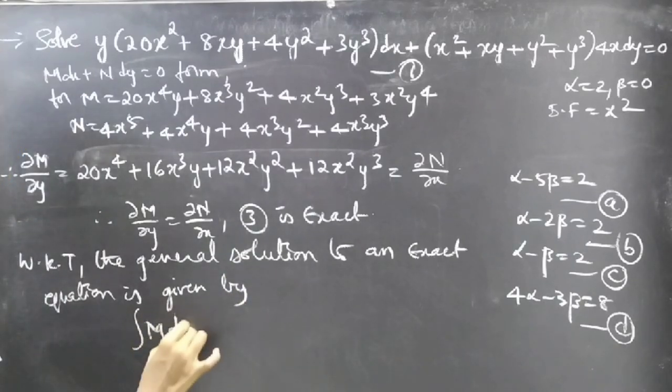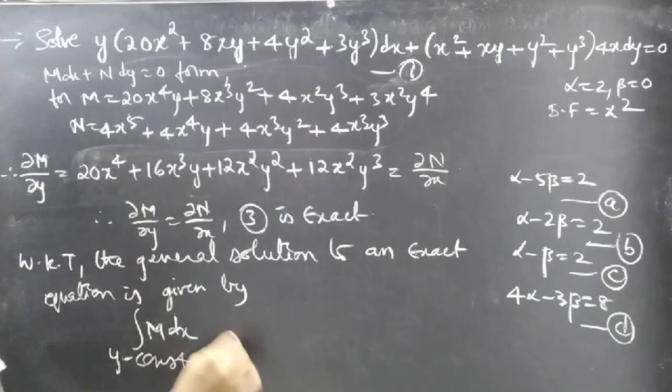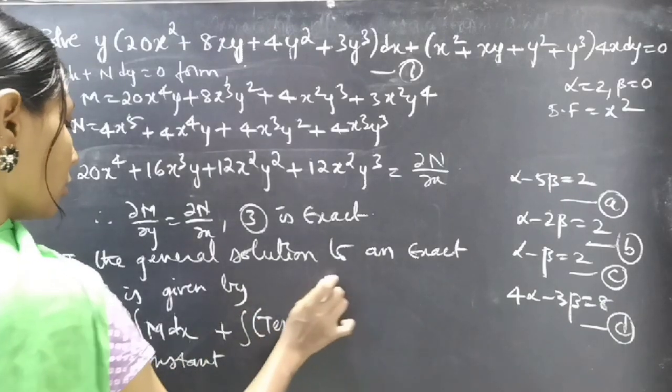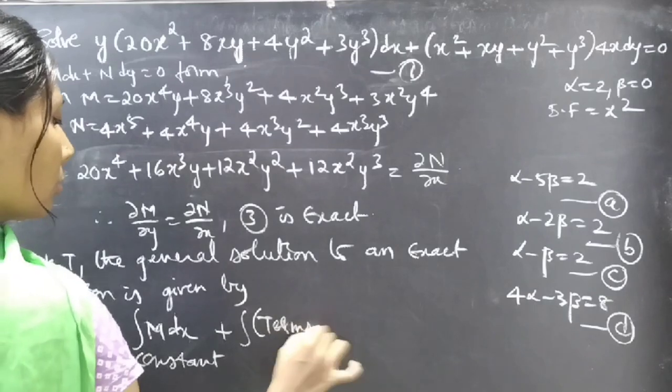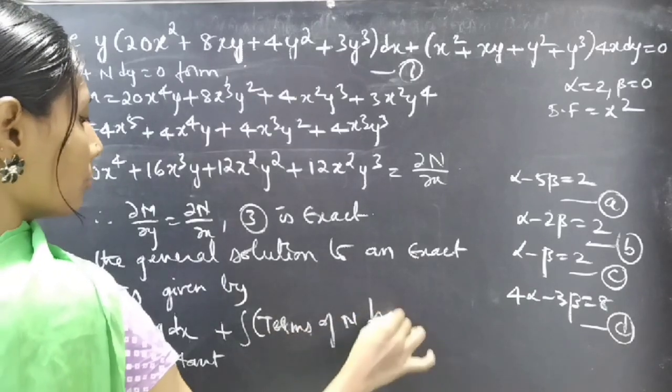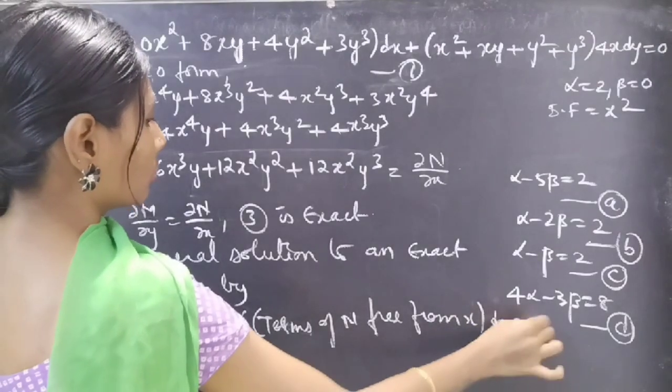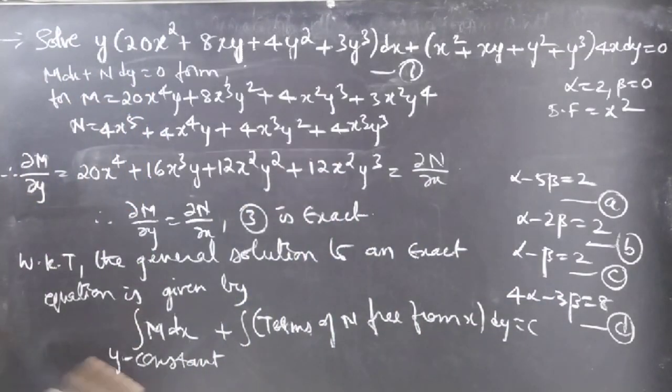integral M dx treating y as constant plus integral terms of N free from x into dy equal to c. Okay, now we'll find each integral separately for M and N, and finally let's find the general solution to our problem.